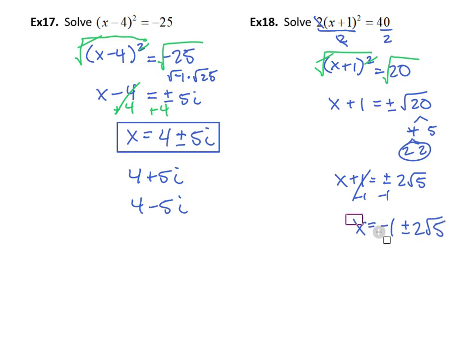So you could write your answer like this, or you could separate them as two individual parts, negative 1 plus 2 times the square root of 5, and negative 1 minus 2 times the square root of 5. Those are our two solutions.